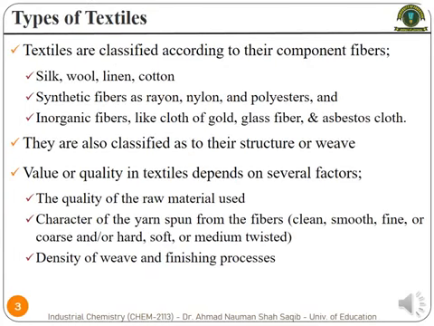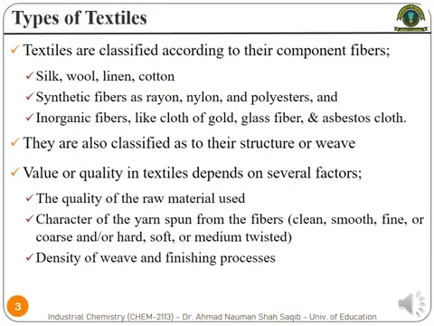Okay, so now let's move towards the classification of textile. We can classify textile products and textile industries into different categories, and there can be different parameters on which the classification can be done. Normally we classify textiles based on their component fibers, from what they are made of, or kind of structure and how they are made, the process of manufacturing, or also we can categorize them on the basis of the quality or the uses where we are going to use them.